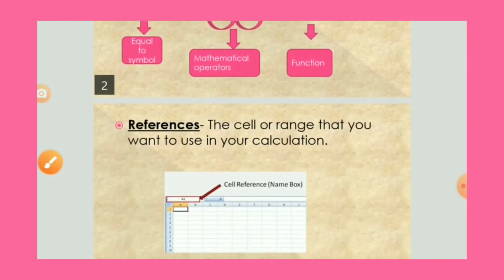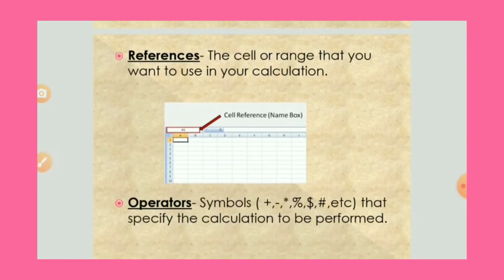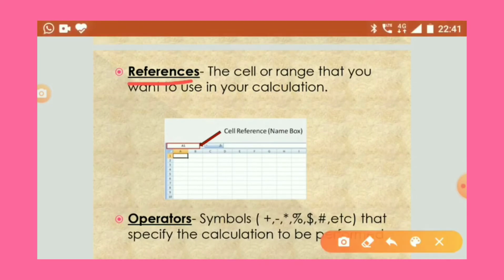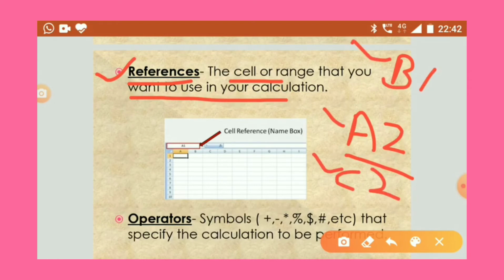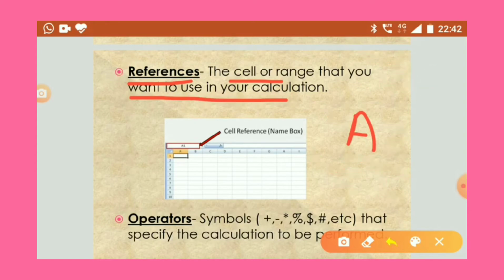Firstly, the reference. What is the meaning of reference? The cell and the range that you want to use in your calculation. Any cell name or cell address that we use in our calculation, either it is B1 or C2, is known as a reference.